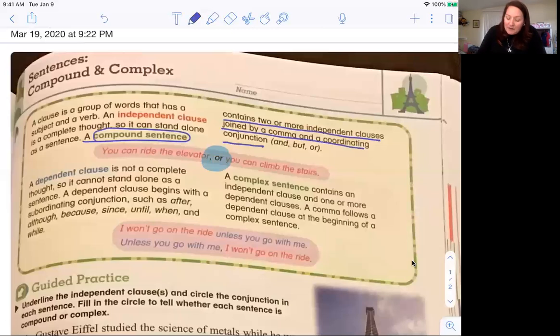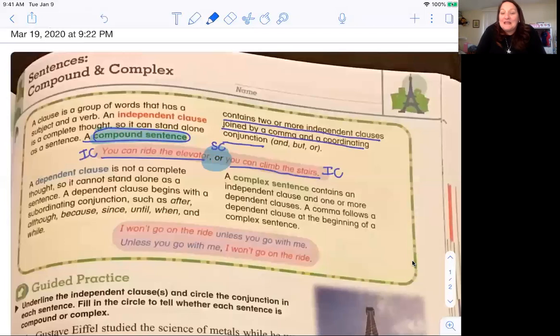The two independent clauses are you can ride the elevator and you can climb the stairs. Can both of those sentences stand on their own? You can ride, you can climb. Yep, they can. Okay, so these two are independent clauses. This is an independent clause and this is an independent clause. And they're joined by a comma and a conjunction. That is a compound sentence. Okay.